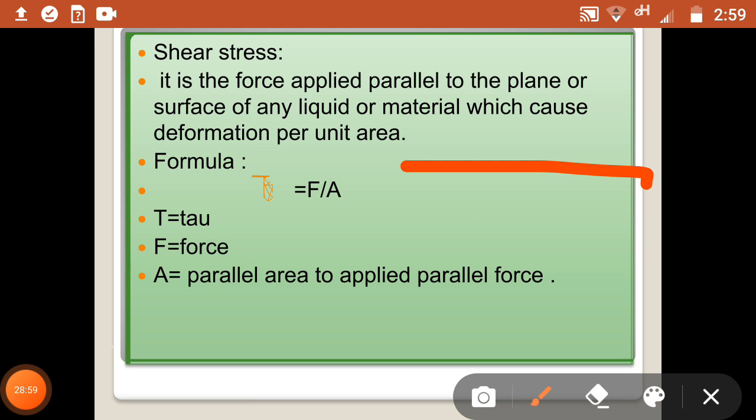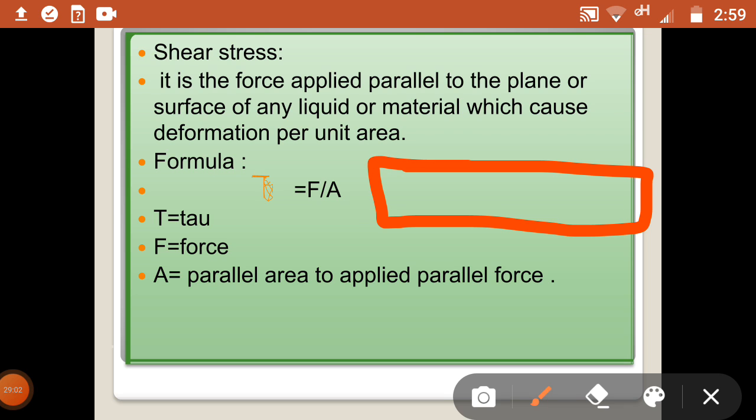Suppose this is water. This is the unit area of that water. We are applying a force, and the force is parallel. This is the plane or surface of liquid. How is it going to be deformed per unit area?